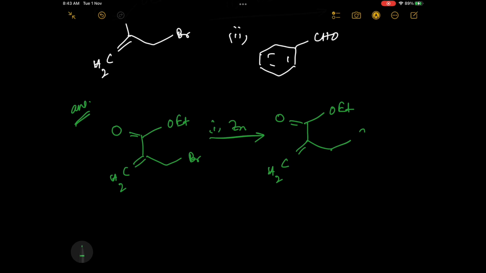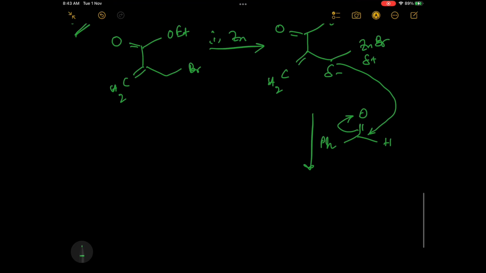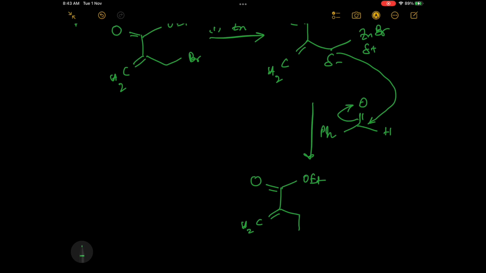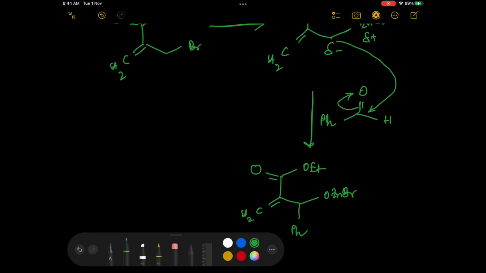I'm sorry, I actually missed one carbon here. So I write the carbon, and the carbon part is delta minus. Okay, so the PhCHO gets attacked by the carbon because the carbon has been activated by zinc. That is, the alpha carbon of the halo compound has been activated by the presence of the metal zinc, and what we get is the phenyl group, and there is the OZnBr.